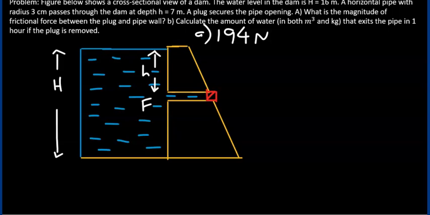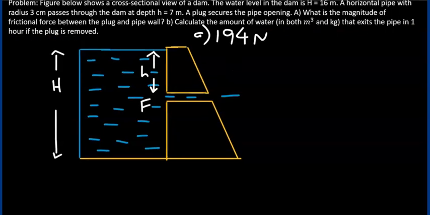Now let's do part B. Calculate the amount of water both in cubic meter and in kg that exits the pipe in 1 hour if the plug is removed. If this plug is removed, then the water would rush out like that. We need to know what that speed is. That is the speed of water that is rushing out of that pipe opening. And here we can use Bernoulli's equation to do that. Let's assume this is part 1 and this opening is part number 2.